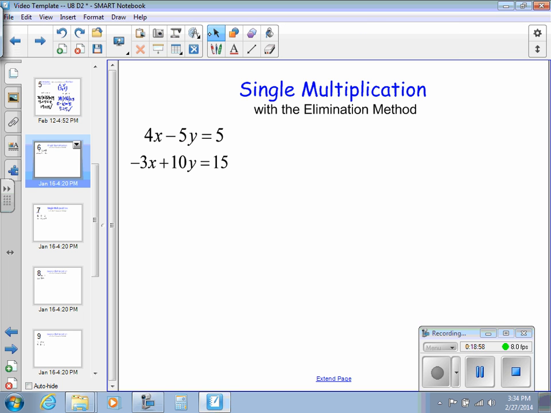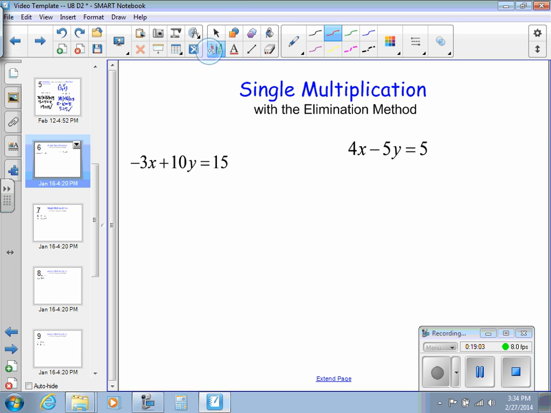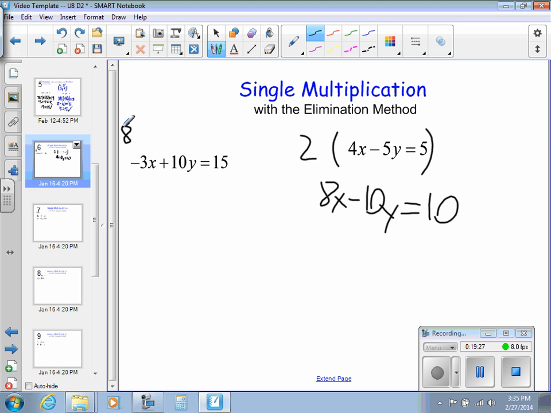Let me move this equation over here, and I'm going to multiply both sides by 2, giving me 8x minus 10y equals 10. So let's recopy this over here. I now have 8x minus 10y equals 10, and I can go ahead and add.